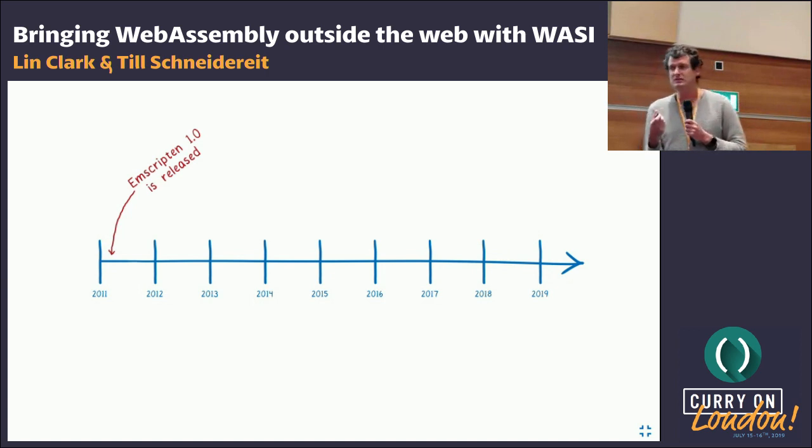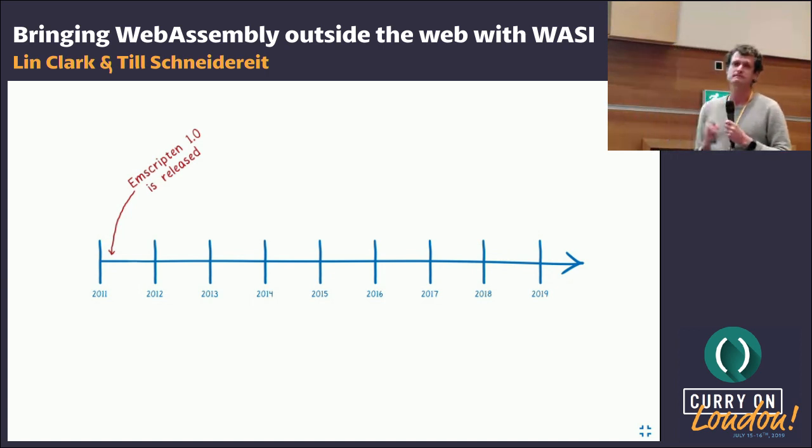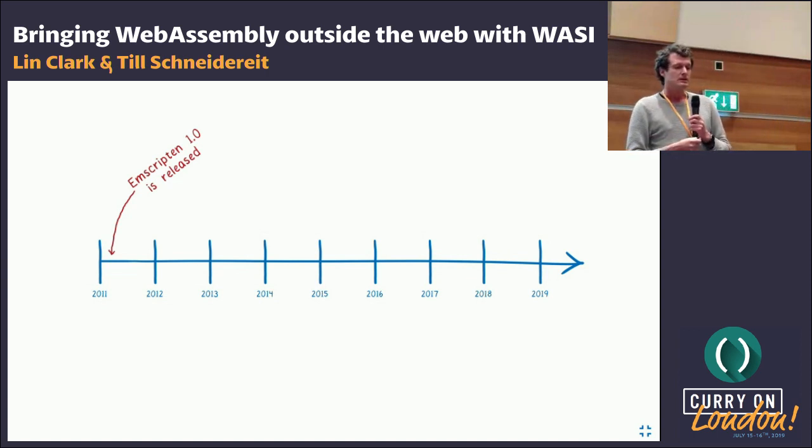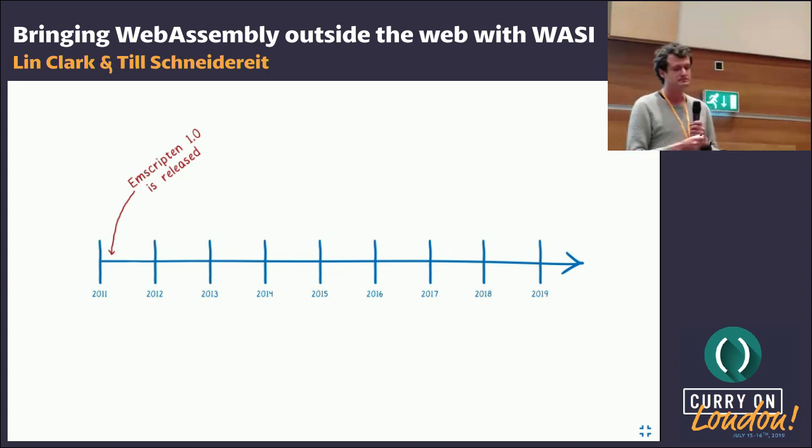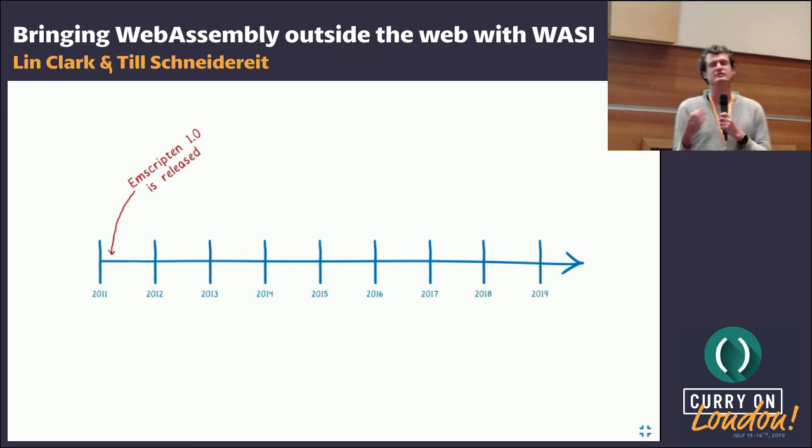The inspiration started with Emscripten, all the way back in 2011. Emscripten allowed developers to take existing C and C++ code bases and compile them to JavaScript and run them in the browser. That JavaScript wasn't fast, and it also looked kind of funny.